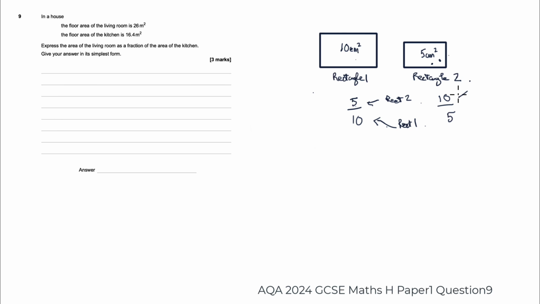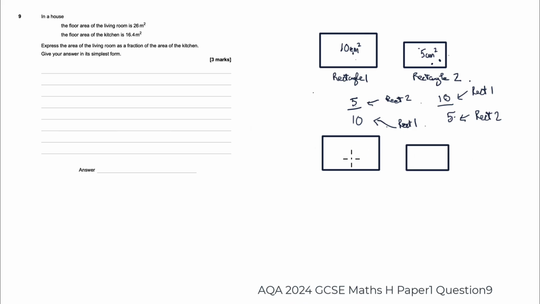We've got rectangle 1 this time compared to rectangle 2. Now we know that that area is twice that. 10 over 5, 5 into 10 goes twice. So this is the number 2, this is the number 1/2. So the one you're comparing with the other one, that goes on top. So in this case, the area of living room compared to the area of the kitchen, the living room would go on the top, the kitchen would go on the bottom of the fraction.